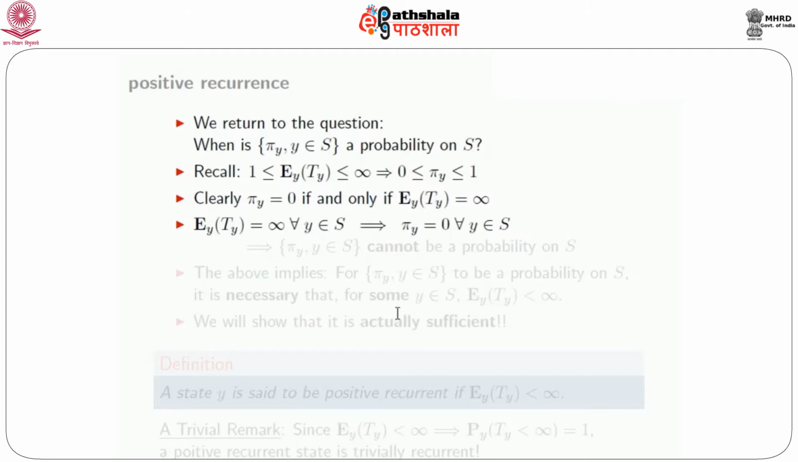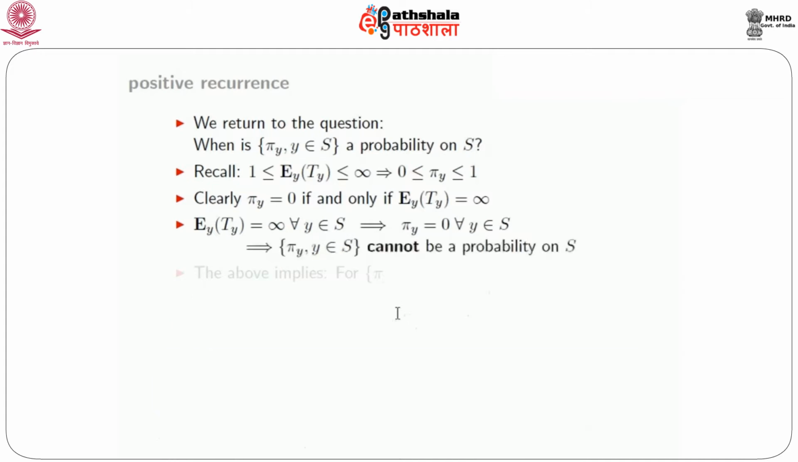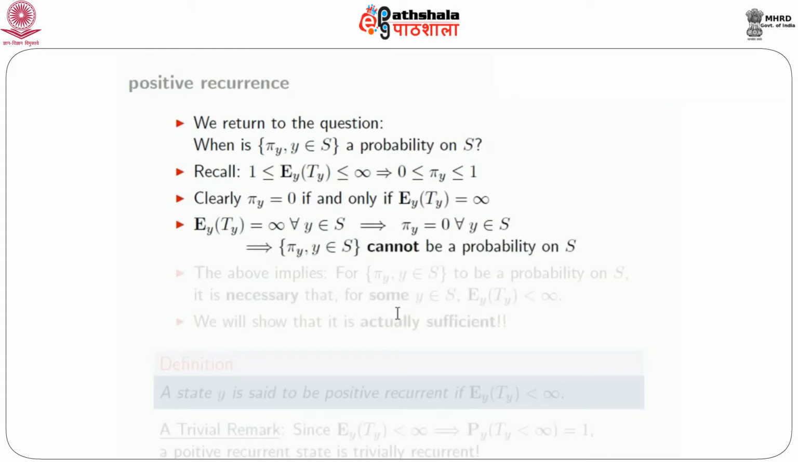So therefore, if for all y in S, Ey[Ty] is infinity, that is, the expected time to return to y starting from y is infinite for every state y, then all the π(y)'s would be 0. And there is no hope that the π(y)'s can be a probability, because they have to add up to 1 and all of them are 0.